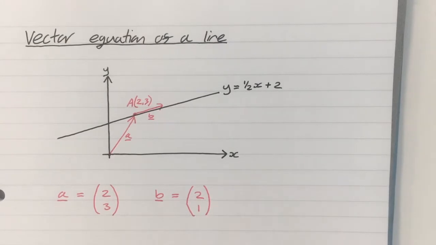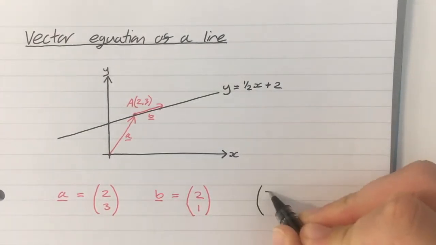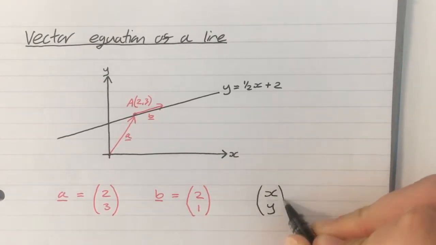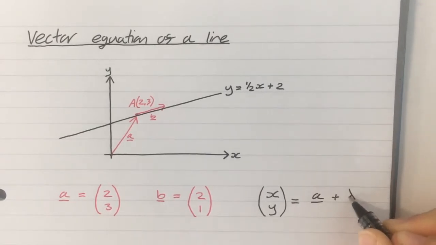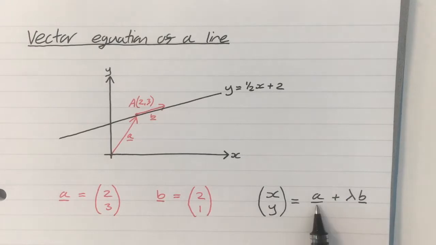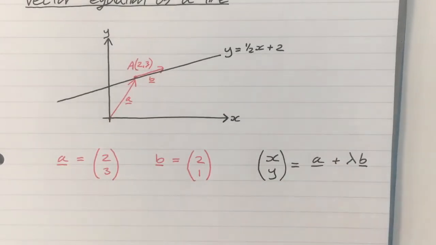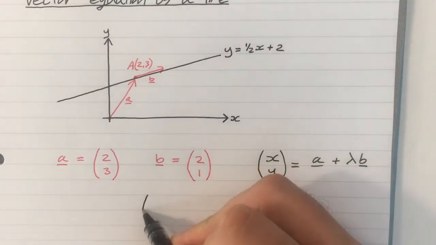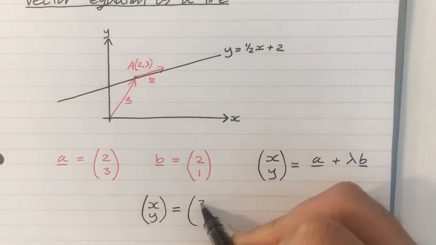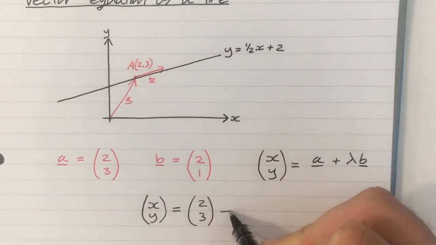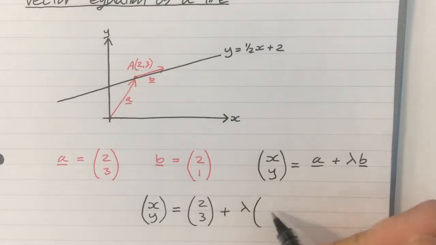And now that we've got the vectors A and B, we take those 2 vectors and we sub them into this equation here, which is the vector equation of the line: (x, y) equals A plus lambda B. So in this case, we would have (x, y) is equal to (2, 3) plus lambda times (2, 1).